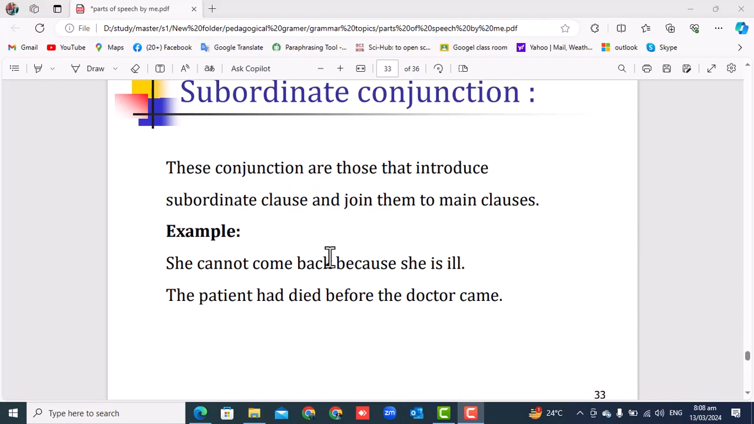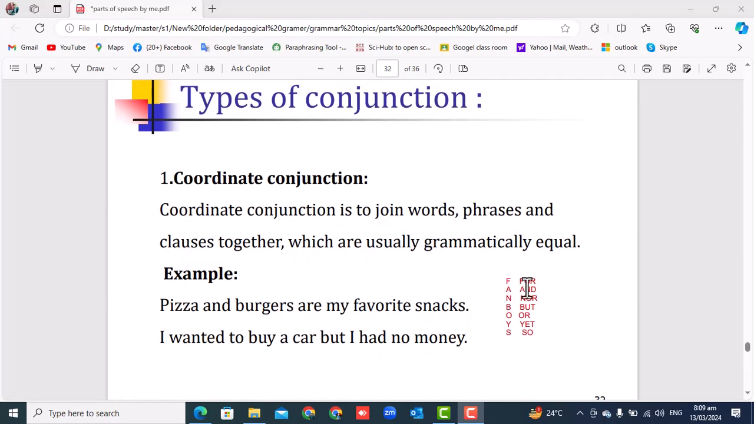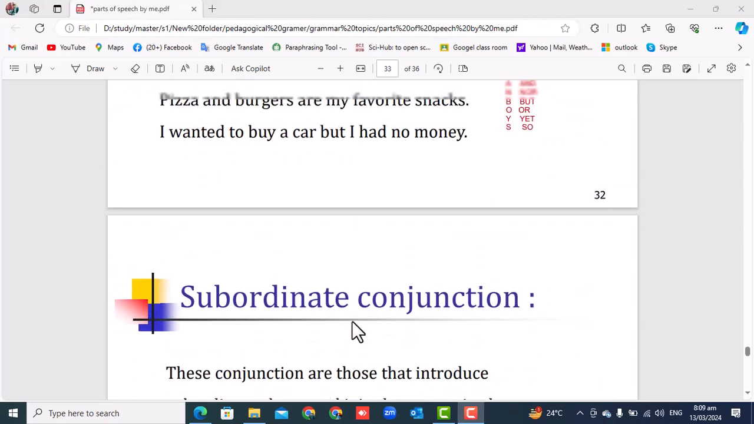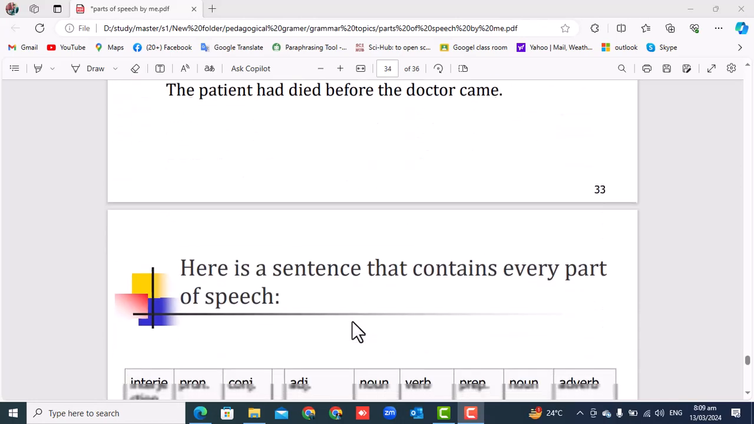Subordinate conjunctions are sometimes used for reasons, sometimes for adjectives, for adverbs, and for some others. So the identification is this: these are coordinate conjunctions, and except for these, all the other conjunctions are subordinate conjunctions.